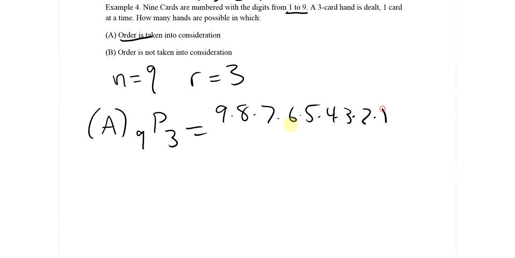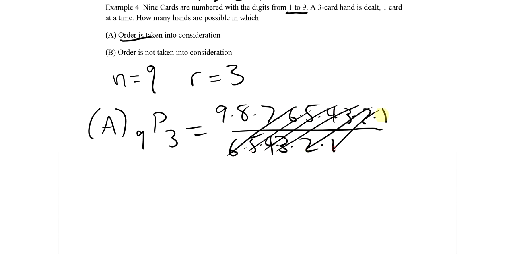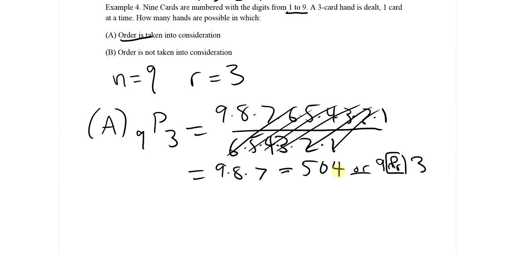times 2 times 1 over 3 times 2 times 1, or 6 times 5 times 4 times 3 times 2 times 1. And then these will all cancel out, and we're left with 9 times 8 times 7, right? We have 9 possibilities and we're choosing 3. They can't be the same, so it's 9 times 8 times 7, sort of what we saw in the end of 7.3. And that comes out to 504. On the calculator, it's 9, your button for permutations, 3, and you'll get the same answer.